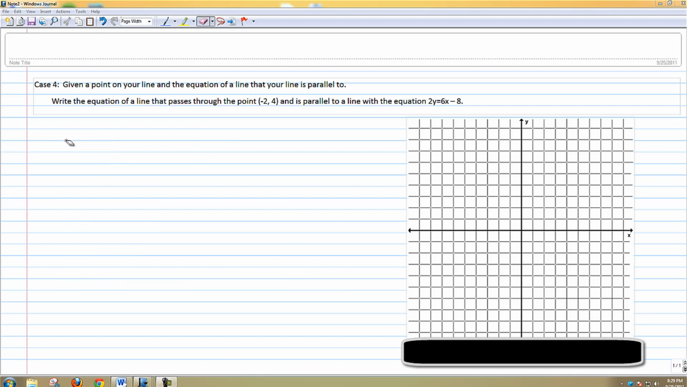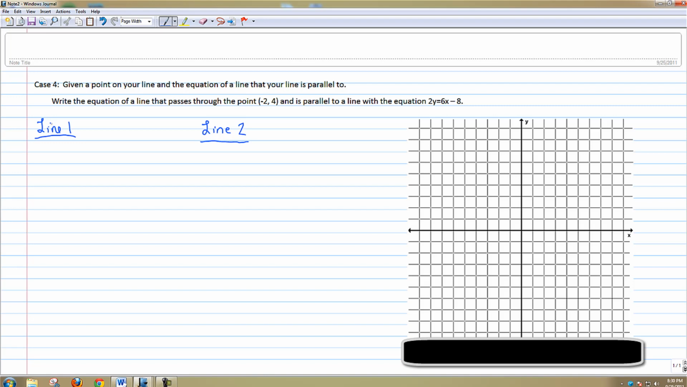Notice in this problem, this is our case 4, we're given a point on our line and we're given the equation of a line that is parallel to our line. Notice that the equation that's given is not the equation of my line. So when you're taking note of the information given, focus on 2 lines, because you don't want to mix the information up and think it's for line 1 when it's really for a different line, line 2 we'll call it.